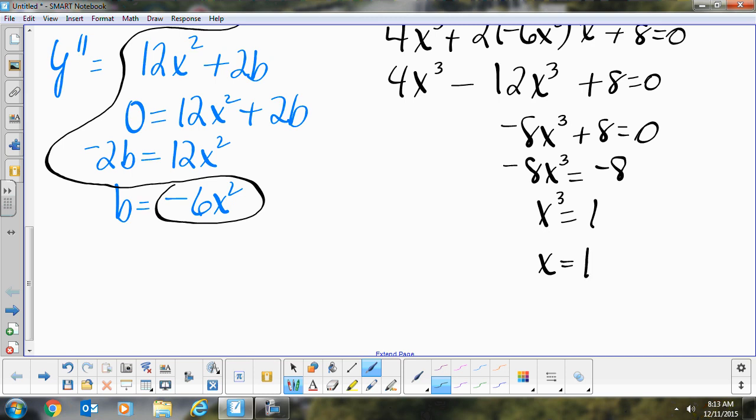X equals 1. Now, they want to know the value of b. Where am I going to find that value of b? How do I get it? We're going to substitute our 1, aren't we? So that's going to be negative 6 times 1 squared, or what? Negative 6. Yes. Because if you plug it back into the second derivative, you're going to get 0 equals 0. Whenever you solve for one variable, it's always got to go back into a different equation. That's the substitution method, is what we just did.